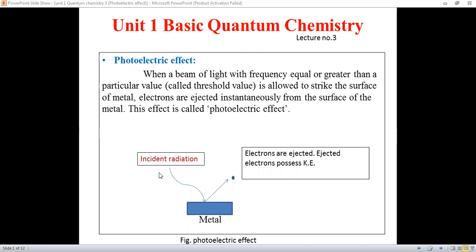So here it is the incident light, the light radiation incident on the metal surface, and then the electrons are ejected. So ejection of electrons because of the photons is called the photoelectric effect. And these electrons which are ejected possess some kinetic energy. So that is the photoelectric effect.